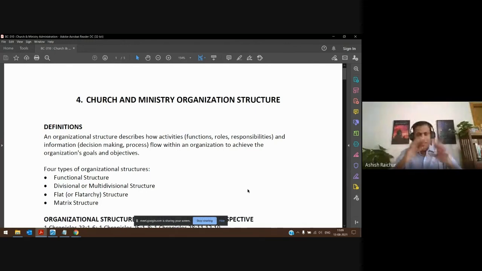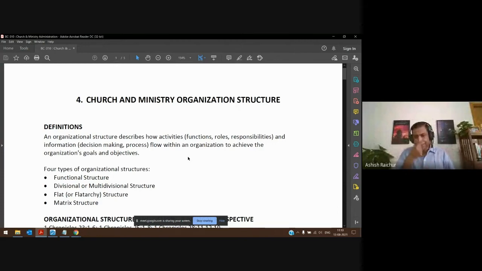So when you add people as staff, what you eventually will need is what we refer to as an organization structure. That means, so here you can see in the notes, the organizational structure. The structure describes how activities, which means roles and responsibilities, and information, which is decision-making, controls, etc., are set up within an organization to achieve the organization's goals and objectives, right? So you need to have a structure, right? So that's what we're going to talk about.